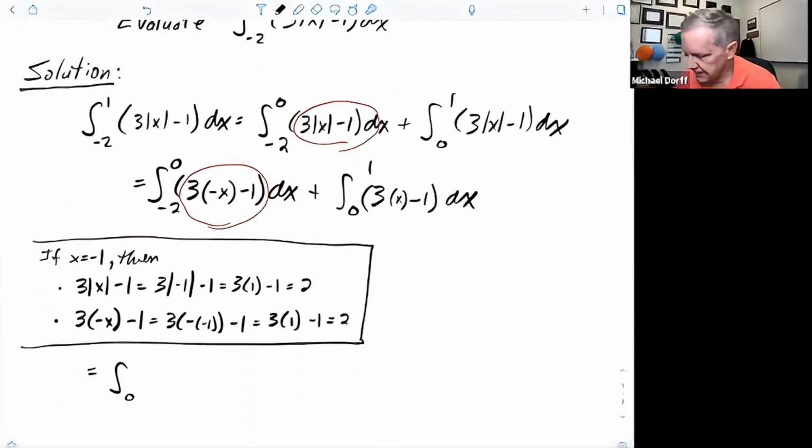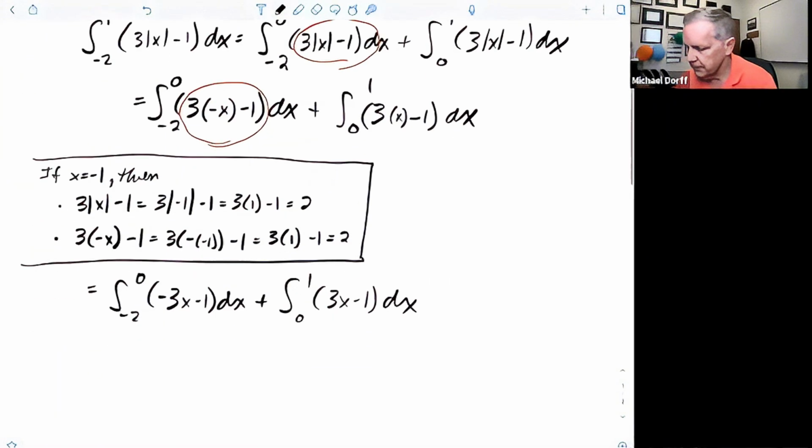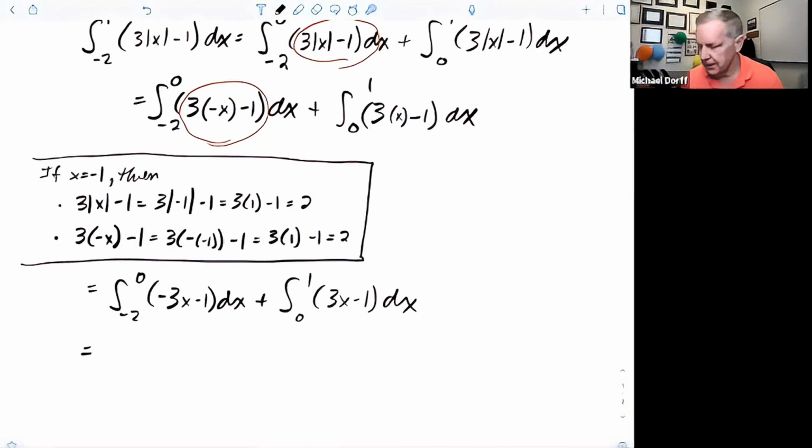Well, we then simplify these integrand parts. All right, so we have -3x minus 1 dx for the first integrand, and then the second one from 0 to 1, we have 3x minus 1. And now we can solve this problem just like it's a regular fundamental theorem of calculus problem.